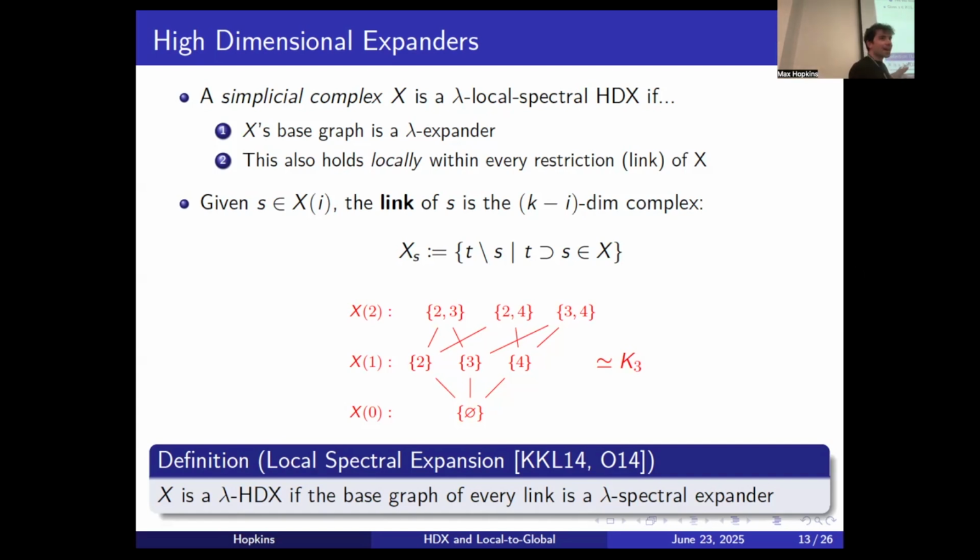Notice I haven't written one-sided or two-sided here. There are two variants of HDX defined analogously. If everything's a one-sided expander, it's a one-sided HDX. If everything's a two-sided expander, it's a two-sided HDX. There are some distinctions in what properties these objects have. I'm not going to go into them in this talk. I'm basically just going to use one-sided expansion throughout. Anytime I write lambda HDX or expander, I mean one-sided. I'm happy to talk with anyone afterwards if they are curious what the differences are between one-sided and two-sided high-dimensional expansion, but it's a little bit too much in the weeds for this talk.